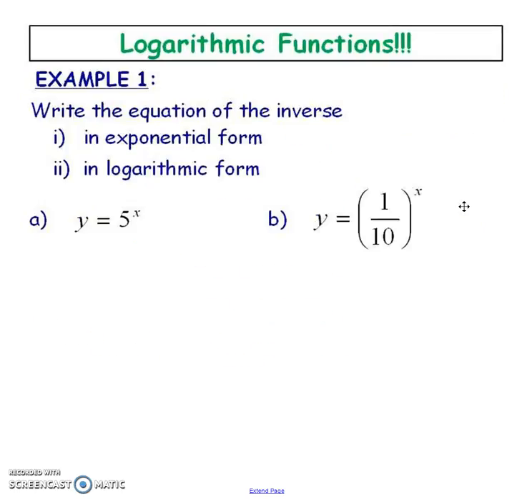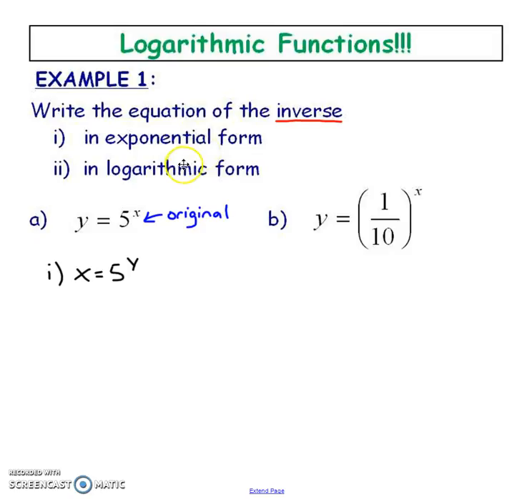Okay, let's try some examples. Write the equation of the inverse. Notice that I have this exponential function. This is your blue graph, that exponential growth. Now I want the inverse, and I have to write the inverse in two different forms. The first form is super easy: all you're going to do is switch the x and the y. There's your original, and then bam, I switch the x and the y. That's my first inverse, written in exponential form.